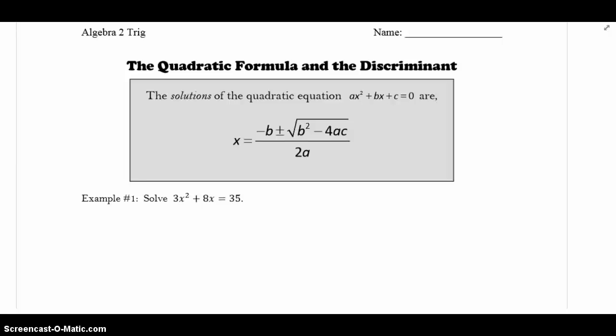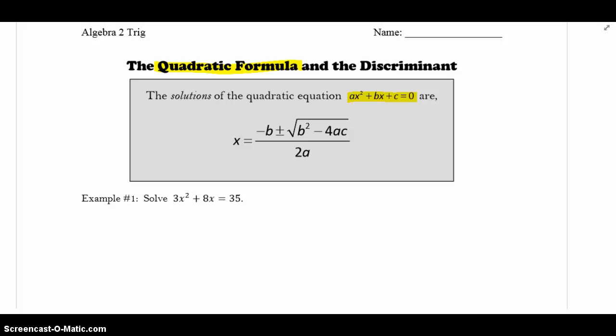Hi everyone. Today we're going to talk about another method for solving a quadratic equation, and that method is the quadratic formula. Now I think you've seen it before, but just in case it's new to anyone, let's go over what it is. It says the solutions of this quadratic equation, ax squared plus bx plus c equals 0, are x equals negative b plus or minus the square root of b squared minus 4ac, all divided by 2a.